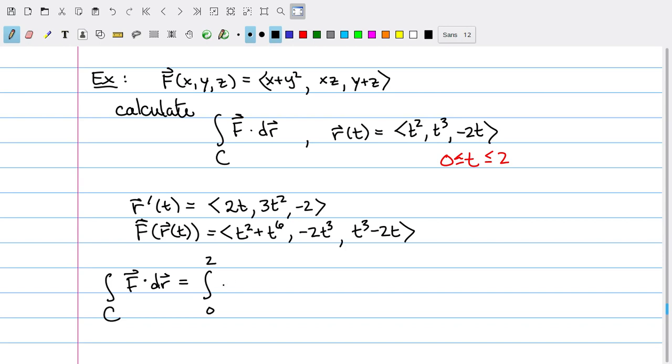So it's going to be t squared plus t to the 6th times 2t, plus minus 2t cubed times 3t squared, plus t cubed minus 2t times minus 2, dt. And this is just a very nice, easy polynomial integral to evaluate, so I'm not going to bother to do it here. You guys can definitely do that one at home.